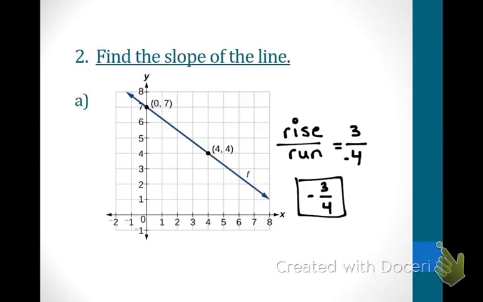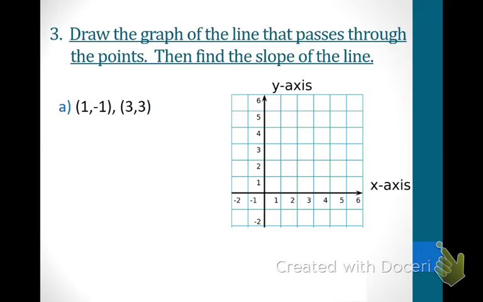So here you can see, if I started right here and I went downward, should that be positive, negative, or zero? Negative. And as you can see in my answer, it is a negative answer, -3/4. My instructions say draw the graph of the line that passes through the points, then find the slope of the line. So the first thing I'm going to have to do is find where these points are.